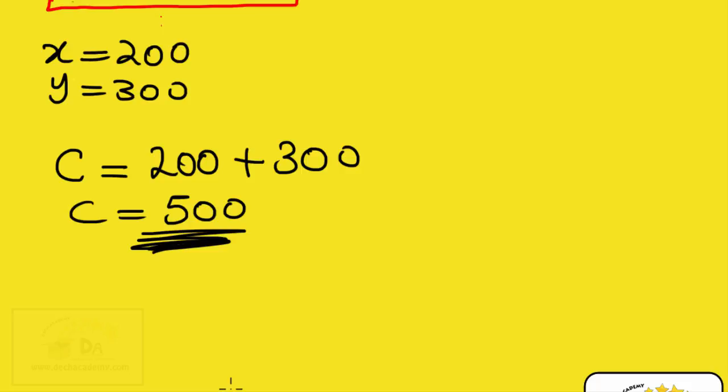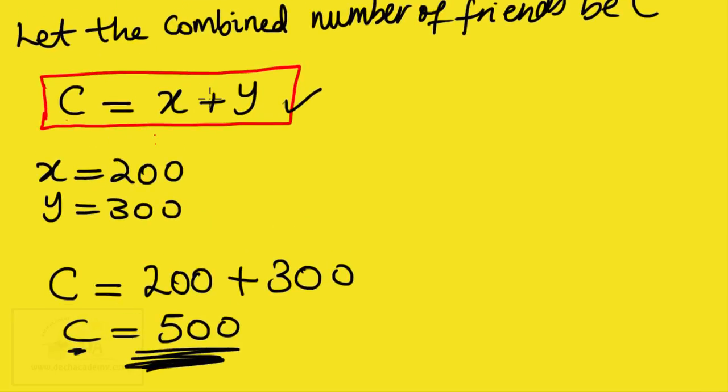One thing to note is anytime you're evaluating an algebraic expression, you're trying to obtain a numerical value for some variable. In this case, the variable here is C, which is the combined number of friends.